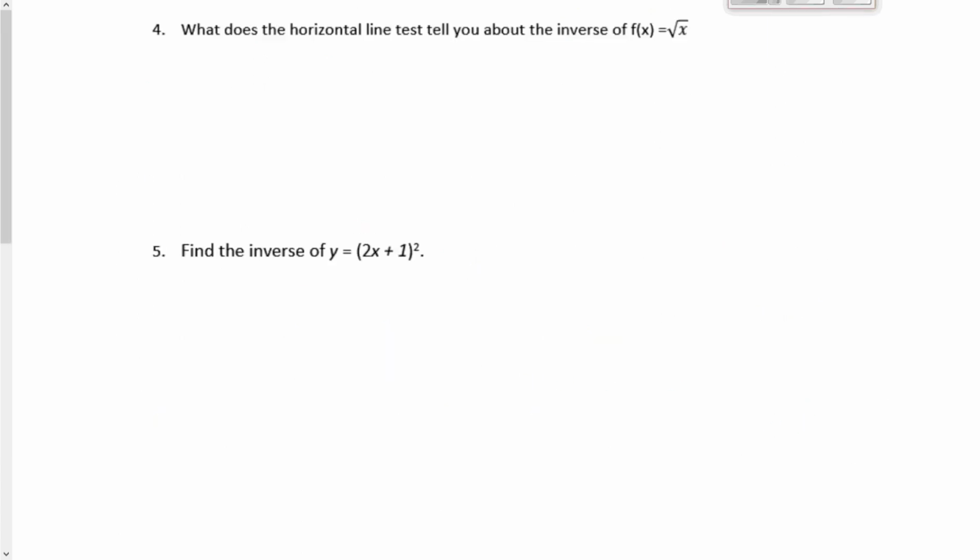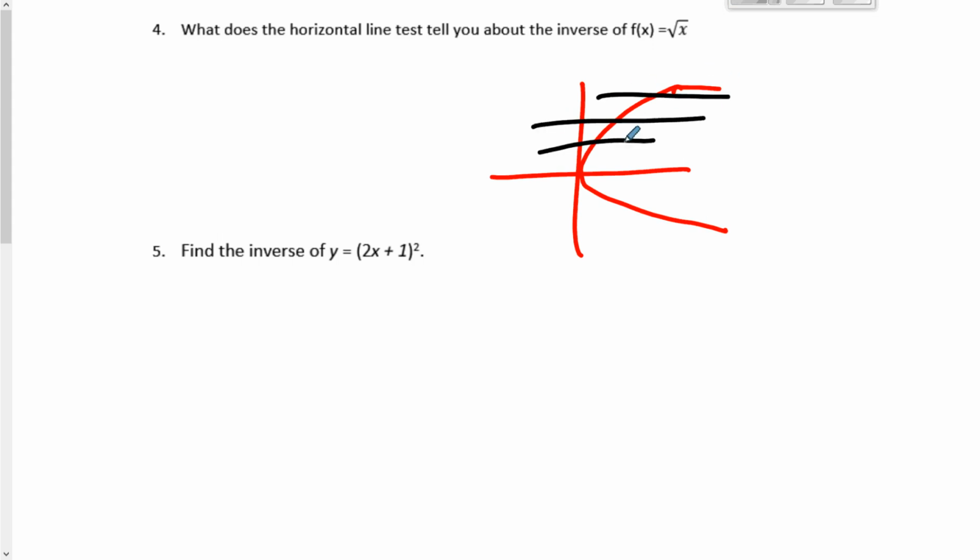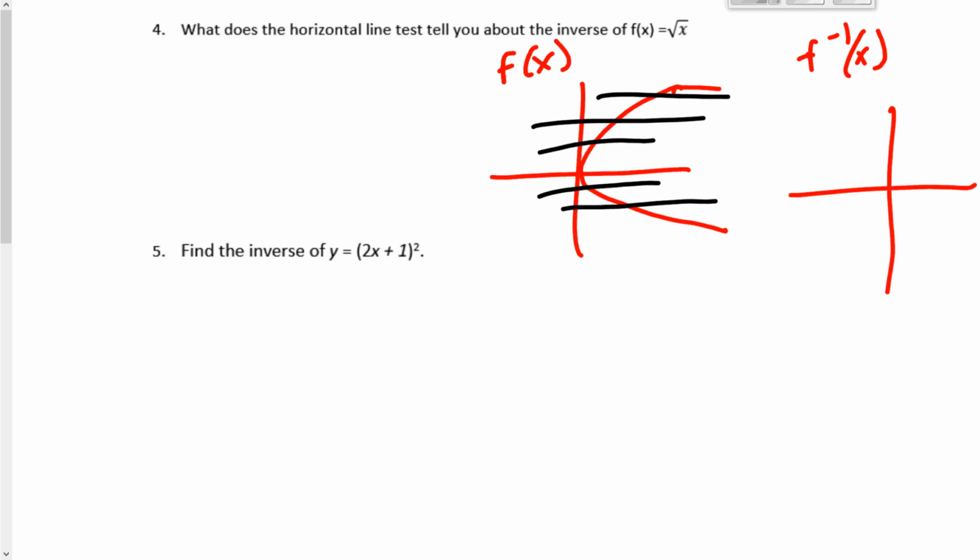Okay, so horizontal line tests tell you about the inverse. Well, here's my function. Right, it's a square root function, so it looks like this, right? So we know if we do the horizontal line test that it passes, right? It passes. So if I do the inverse, that would look like this. So here's the function, here's f of x. Well, the inverse, f inverse of x, would look like this.